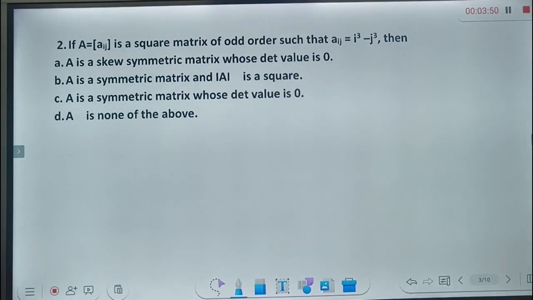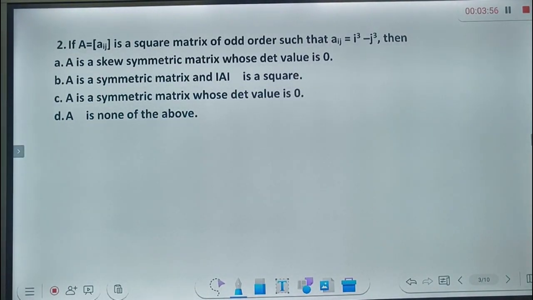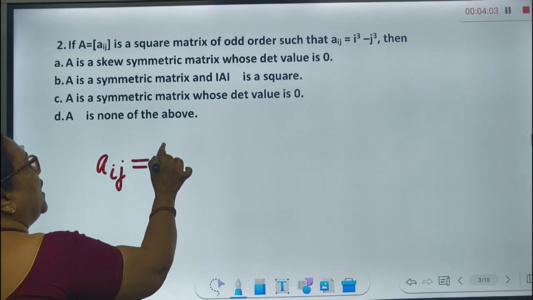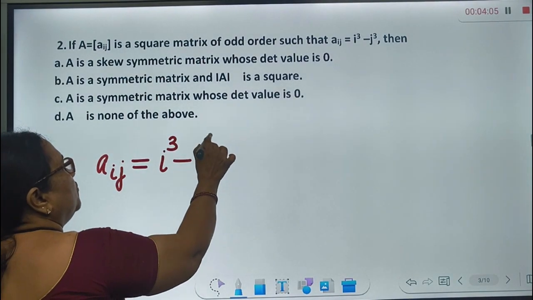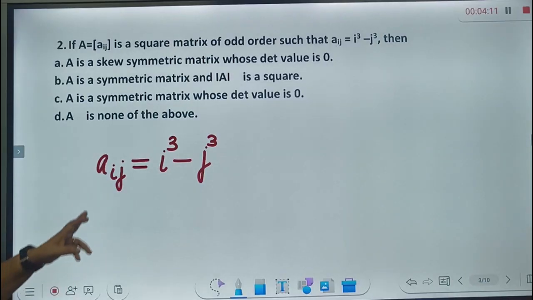Now let us look at the next problem. This is a multiple choice question. A is a square matrix of odd order such that Aij is equal to i cube minus j cube. Then what can you say about the matrix A? See, you are given that Aij is i cube minus j cube.